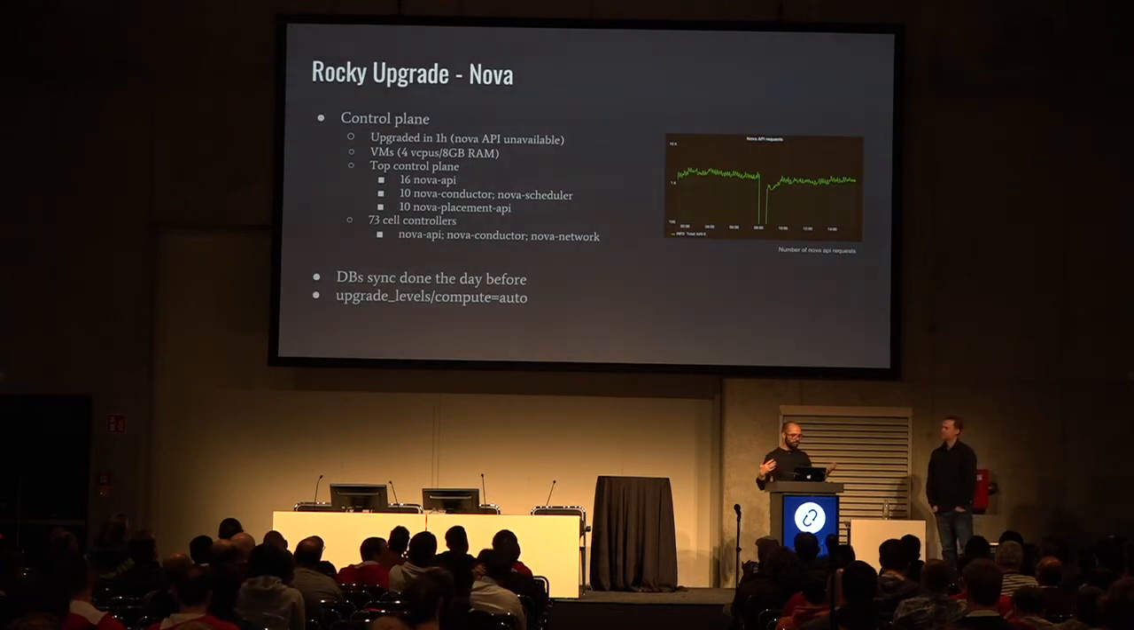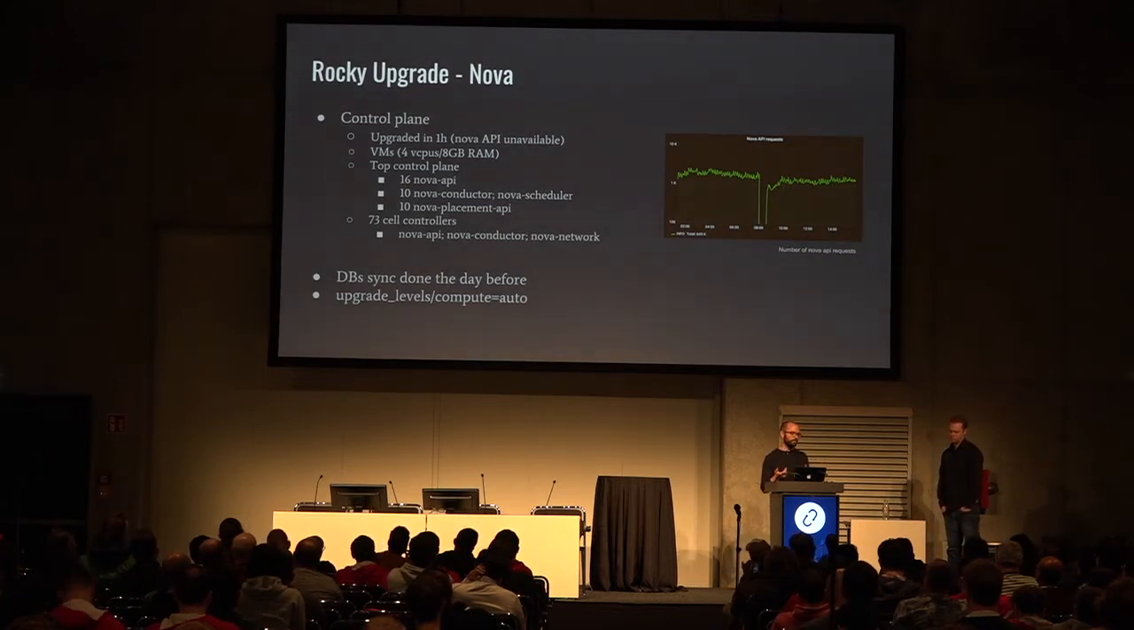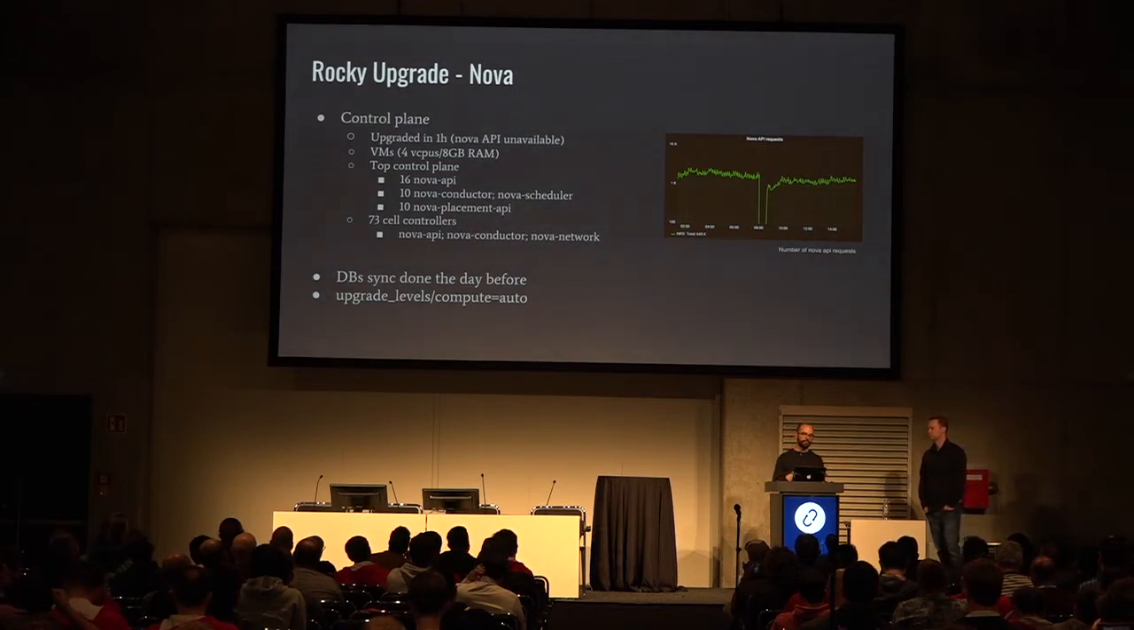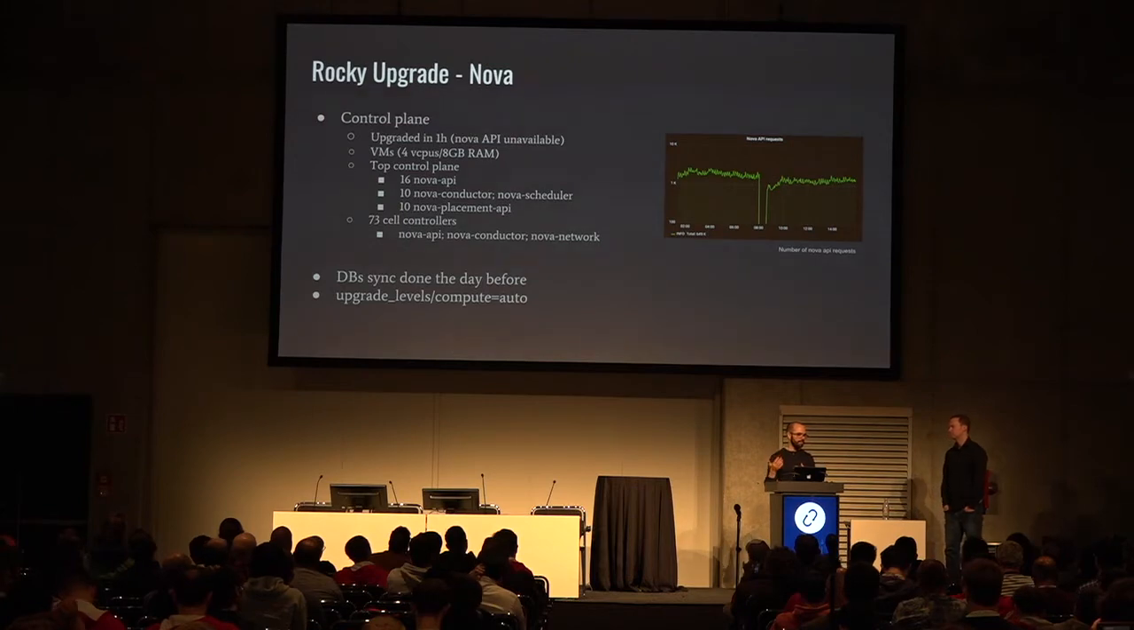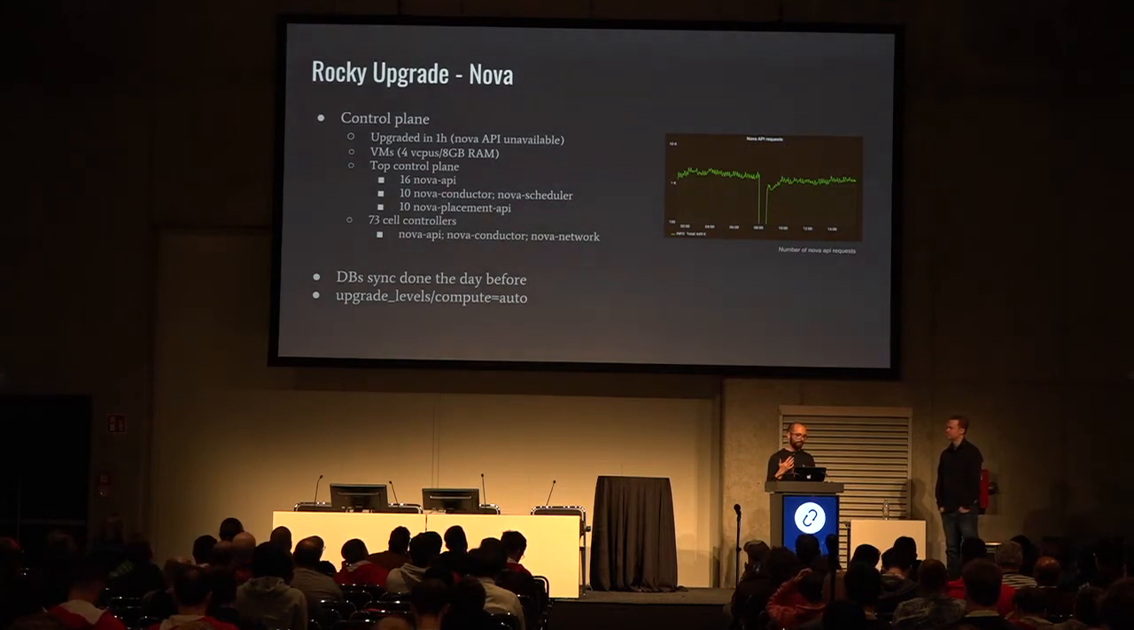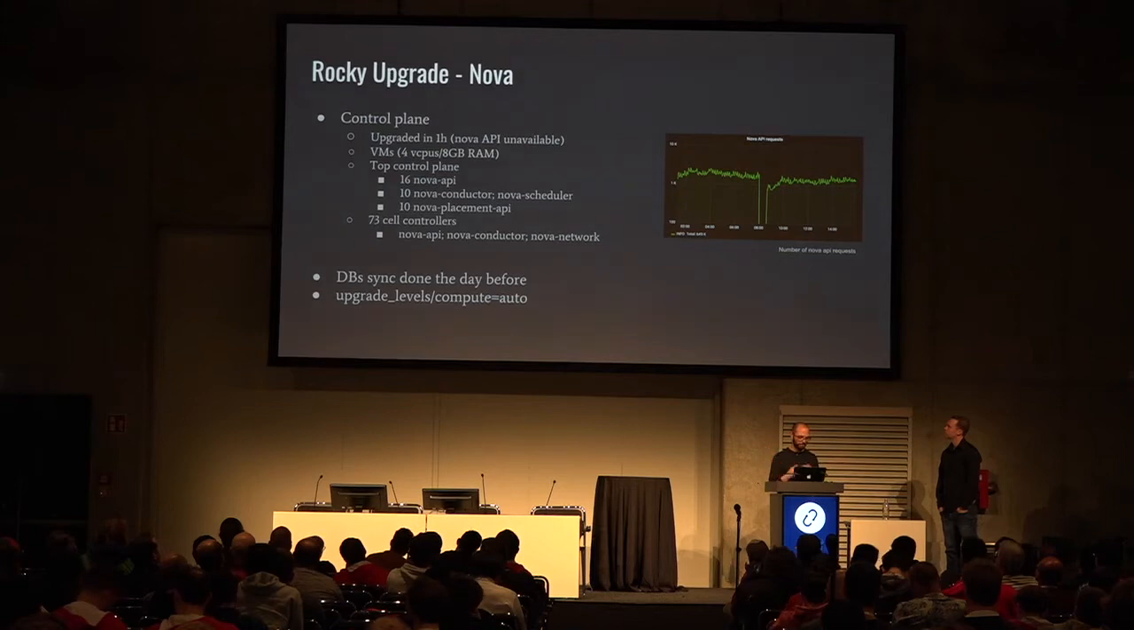So what is our control plane? It's VMs running in the infrastructure itself. Each VM has 4 virtual CPUs, 8 gigs of RAM, nothing special. For the APIs, we have 16 VMs only running Nova API, then 10 VMs running Nova Conductor plus Nova Scheduler, and another 10 VMs running Nova Placement API. Keep in mind this number, because for the next slide this is important. So, 10 Nova Placement APIs for the entire infrastructure.